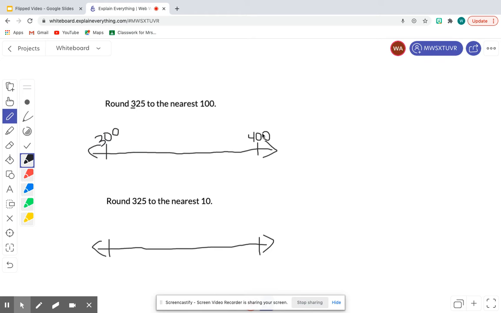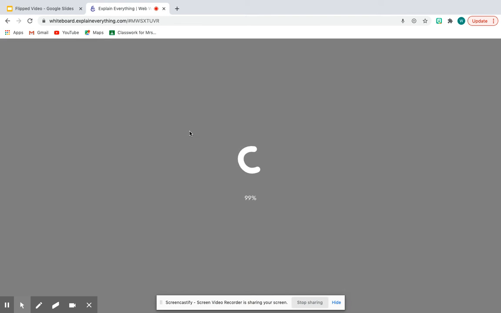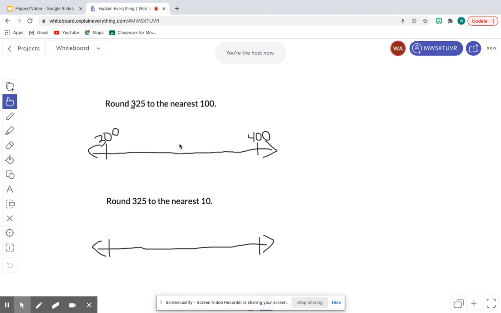Okay, so now my next step will be to find the midpoint on my number line. So this is the halfway point between 300 and 400. So halfway between 300 and 400 is going to be 350. Let me write that again. So my halfway point is 350.